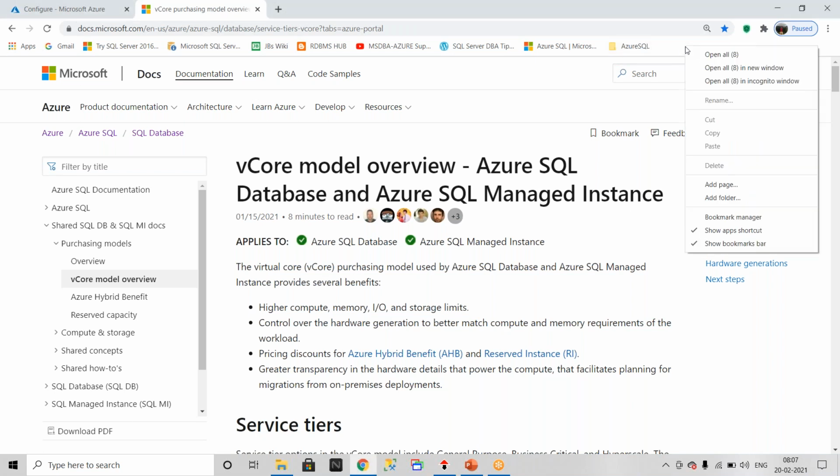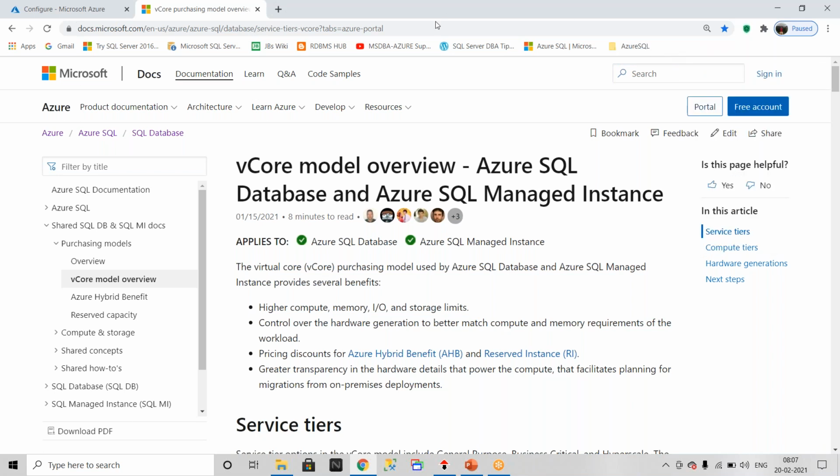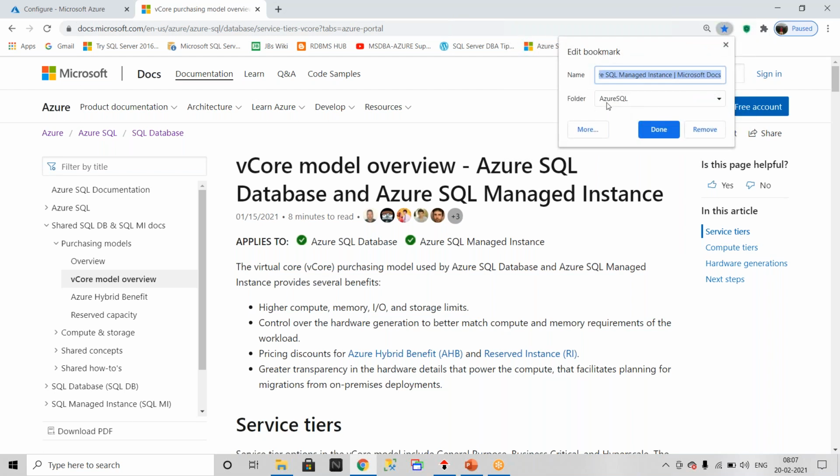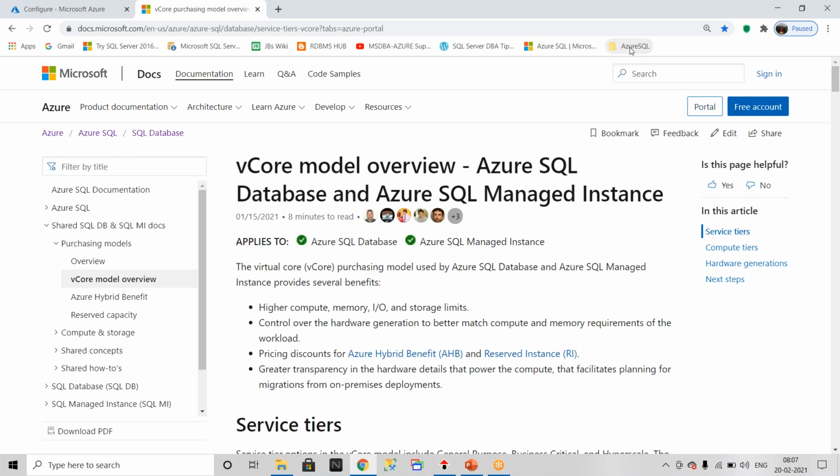Right click on the bookmark bar and click on add folder. It will create one folder for you. Then click on the bookmark, and it will ask where to store that link. Choose the folder you created, and keep all Azure SQL links under one folder. That will be very helpful, so you can go and watch anytime you have time. Clear? Whatever I'm sharing daily, please add to the bookmark, sir.